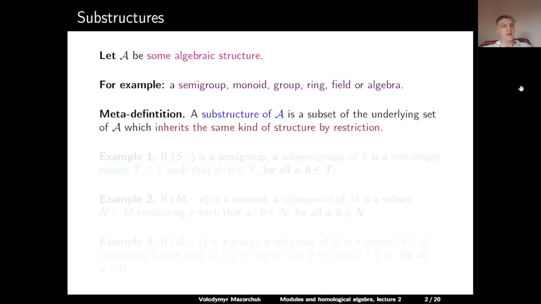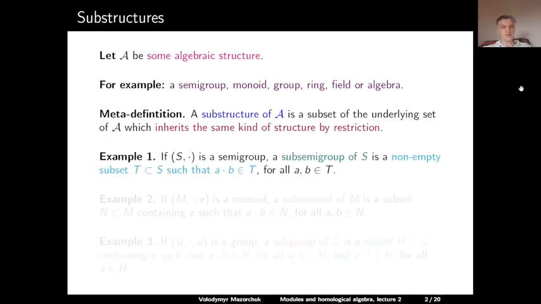Meta definition. A substructure of A is a subset of the underlying set of A which inherits the same kind of structure by restriction. Now let us give some detailed examples of this meta definition. Example 1. If (S, ·) is a semigroup, then a subsemigroup of S is a non-empty subset T of S such that T is closed with respect to the operation, which means that for any a and b in T, their product a times b belongs to T.